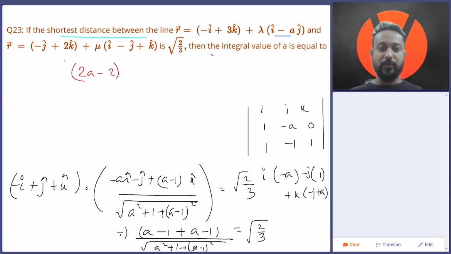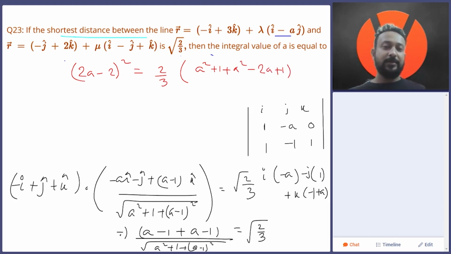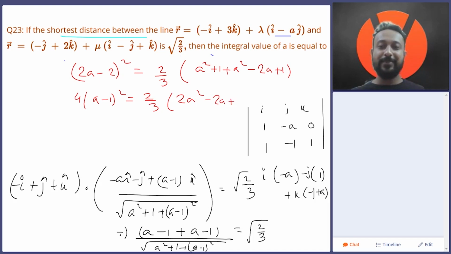So (2a minus 2) whole square, if we're doing that, will be equal to 2 by 3 whole into how much? Square, if you're doing. So 2a square you will get from here, if you are with me. So a square plus 1 plus a square minus 2a plus 1, beta. Correct? So I think if you take 1 2 common, it will be 4 times (a minus 1) whole square equal to 2 by 3 into a square is 2a square minus 2a plus, let's check, a square minus 2a plus 2.